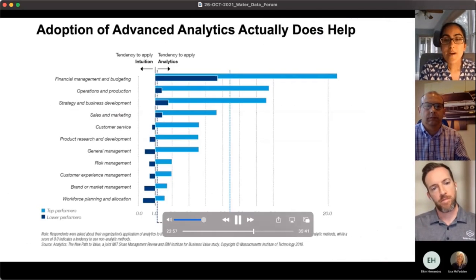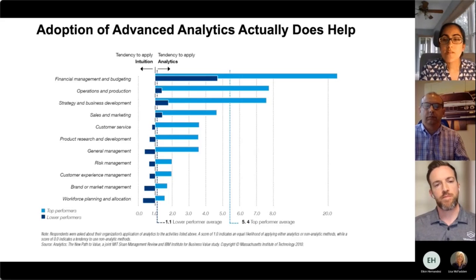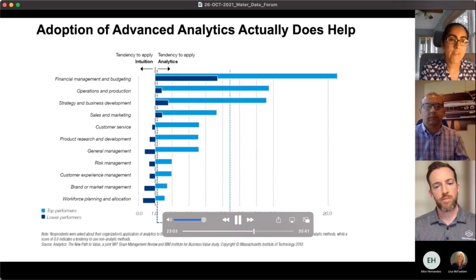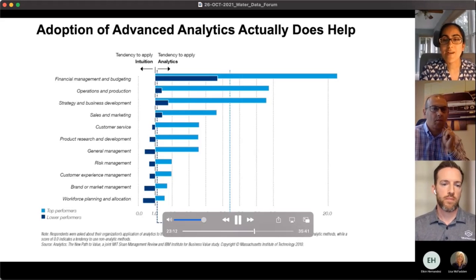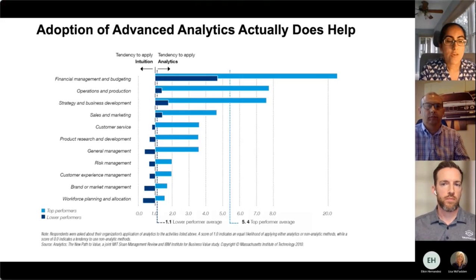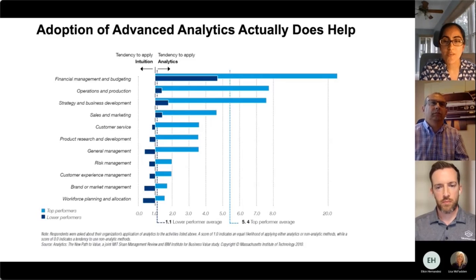I think that the water and wastewater sector may be a little behind other sectors in applying advanced analytics tools. But when we look at other fields, and this study was done by MIT to look at, in businesses, the top performers tend to use more analytics in decision making versus the lower performers. And so the adoption of advanced analytics actually does help. And we've seen this in other industries and other sectors. So there's no reason to believe that this kind of optimization or improvement wouldn't be experienced in our own field.